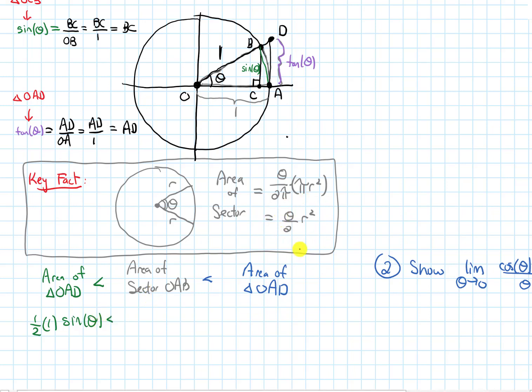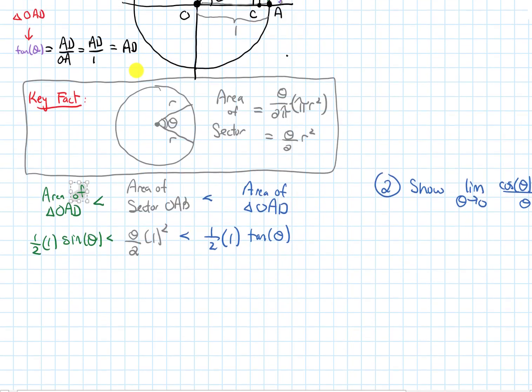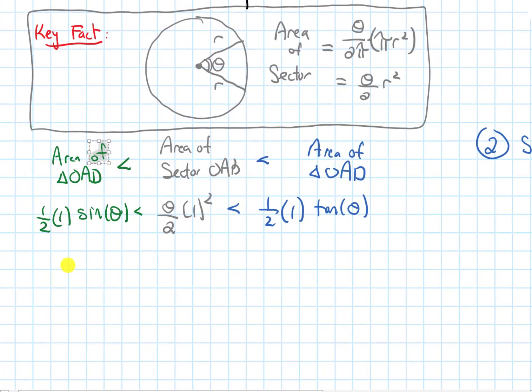So if I use my formula for the area of a sector, it's going to be theta over 2 times r squared, but my r is just 1. Okay, and that's less than the area of the big triangle, which is going to be 1/2 times its base, OAD, its base is still 1, but its height is tangent of theta. Alrighty, so we have this. Okay, so let me zoom it in a little bit now.